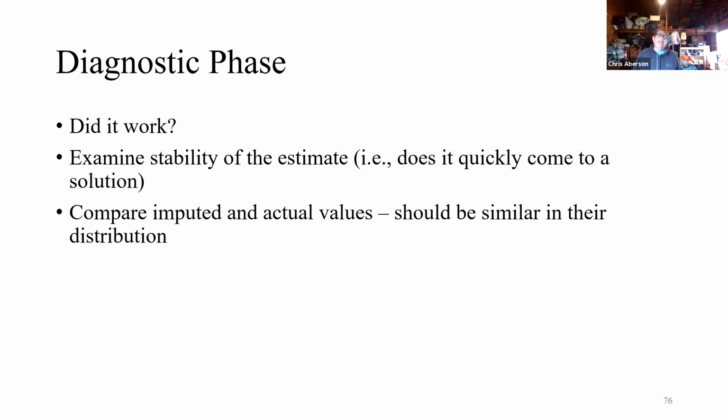Before jumping in and doing our analysis, and pooling the data for our final answer, we want to go to the diagnostic phase. This is where we ask explicitly, okay, did this work? There are two things we can look at. First, are the estimates we get stable? Does it quickly come to a solution, and does it stay solved? Then we can compare the imputed and the actual values. We want those imputed values to have basically the same distribution or be within the same boundaries as the actual values in our data set. If they're not, we know those can't be good estimates. If we look at those two things, we're going to be in pretty good shape.